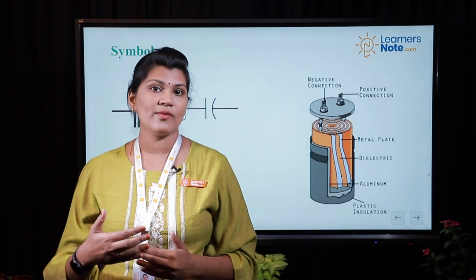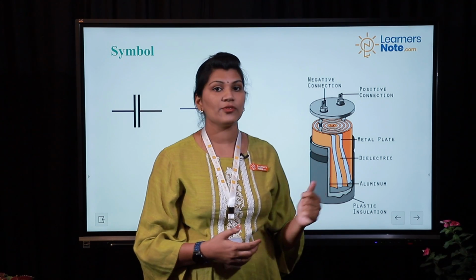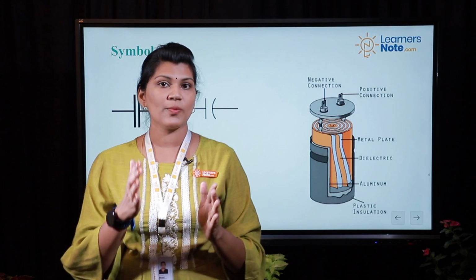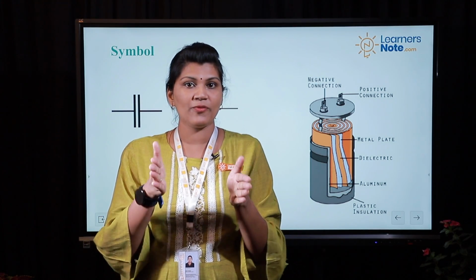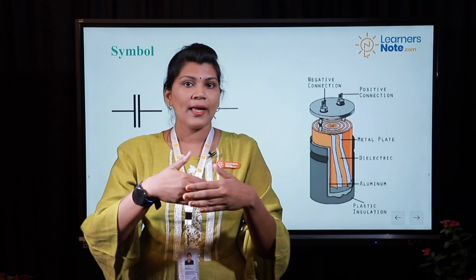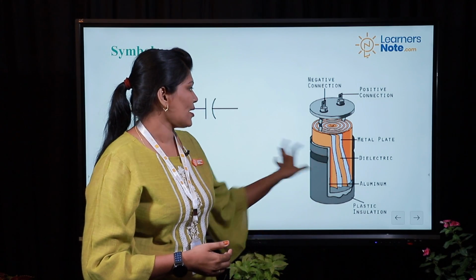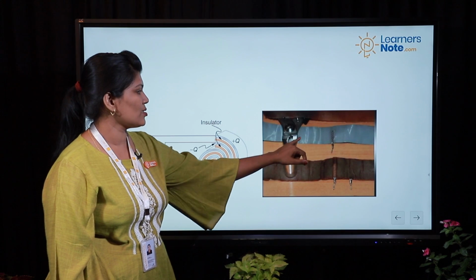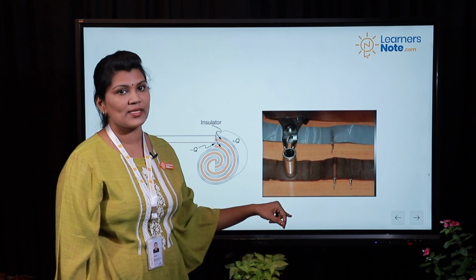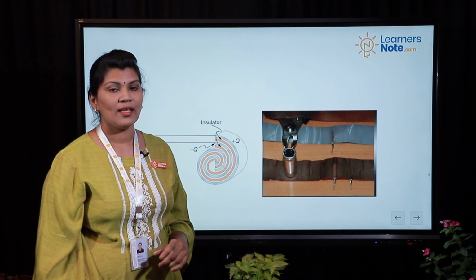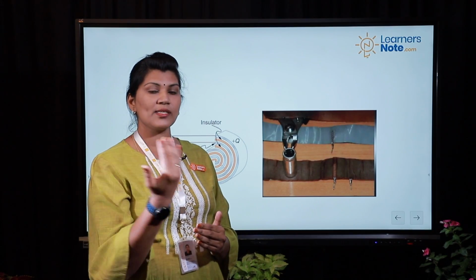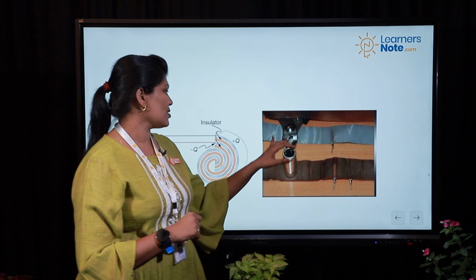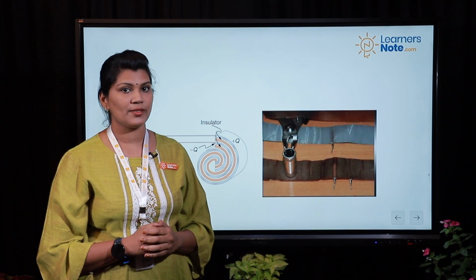In the discussion, I have told that a capacitor consists of two parallel plates. But in actual practice, the plates are not in plate form. They will be in the form of paper sheets. This is the real view of a capacitor. These two are the two parallel plates, in the form of sheets. They will be wound on a common circular, cylindrical shape structure. And this is the real view of a capacitor.